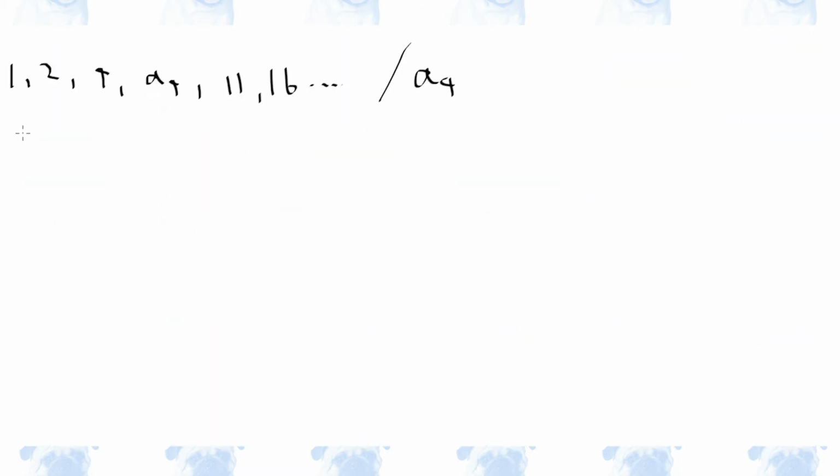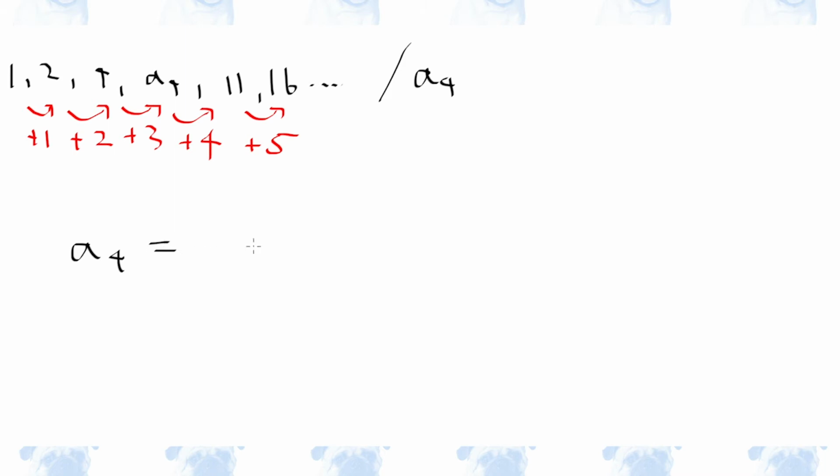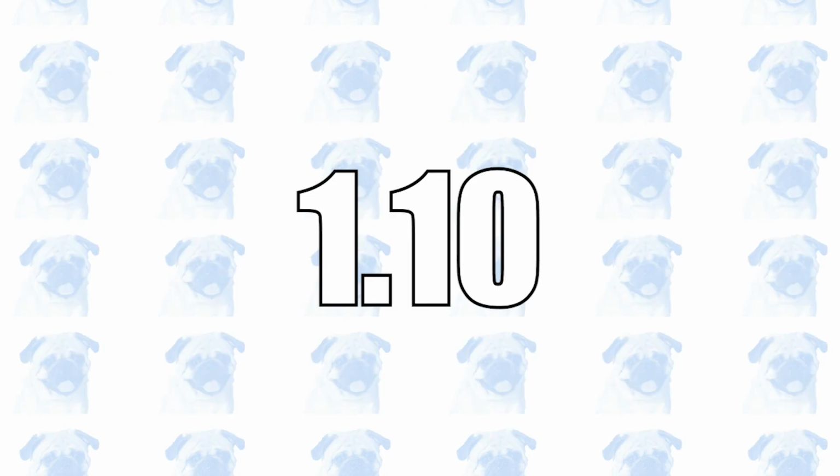So let's find the difference. Plus 1, plus 2, plus 5. So it looks like the difference increases by 1 each time. Plus 3 and plus 4. The fourth term must be the third term plus 3, which is 4 plus 3. So the answer is 7.